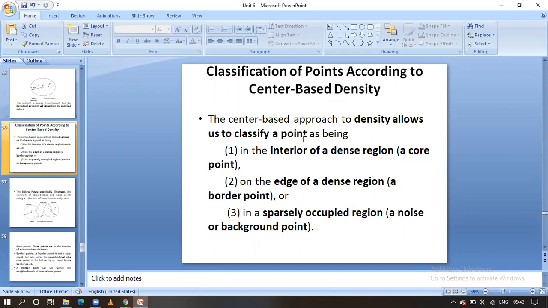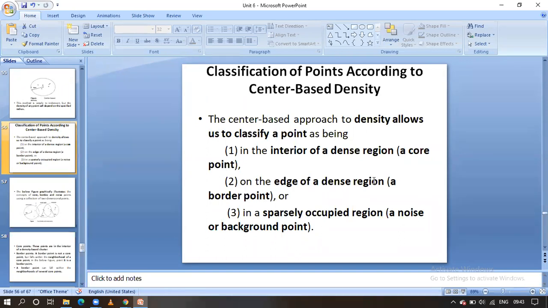Here, the overall points we are going to classify into three regions. The first one is the core point, the second one is the border point, and the third one is the noise or background point. The core point means the interior of a dense region, that we call a core point. Next, the border point means the edge of the dense region.